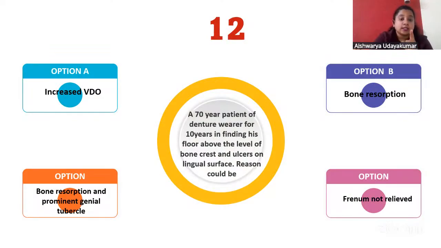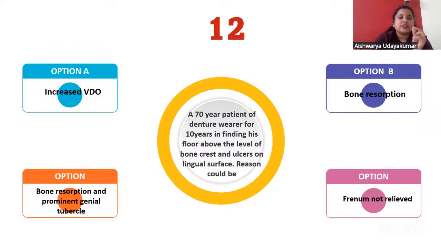But in the question there is another point: ulcers on the lingual surface are seen. Ulcers on the lingual surfaces are really seen when you hit certain spots or landmarks of the mandible. In our options, we have bone resorption as option B. Option C, bone resorption and prominent genial tubercle. Option D is frenum is not relieved. If the lingual frenum is not relieved, definitely there will be pain on the lingual surface. But again, the bone resorption option is not there.